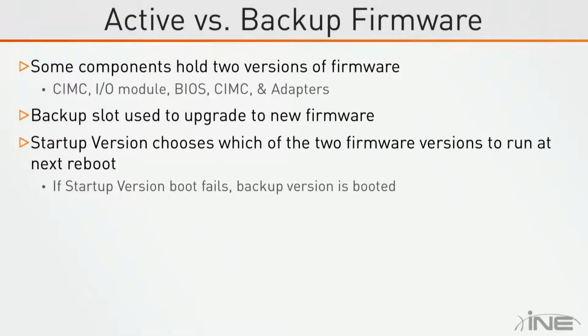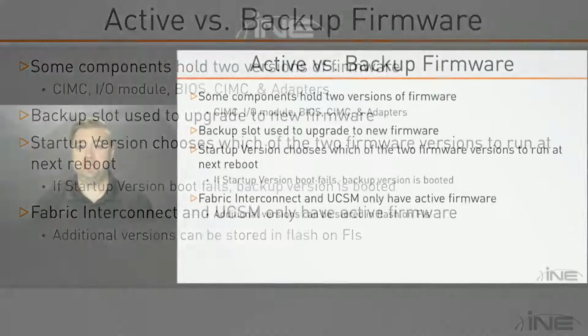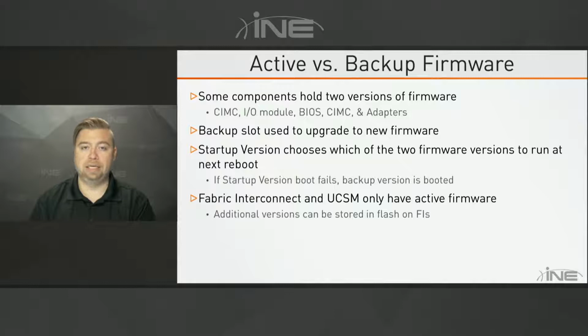Okay, now in the case of the fabric interconnect or the UCS Manager itself, there's only one active version of firmware, but we don't necessarily care about that because the additional versions can just be stored on flash. So the end result in our case is that on one chassis we'll have 2.2 and 3.1 both installed on flash. And then if we need to move between the versions, we just click the drop down and say, hey, I want to reboot in 2.2.